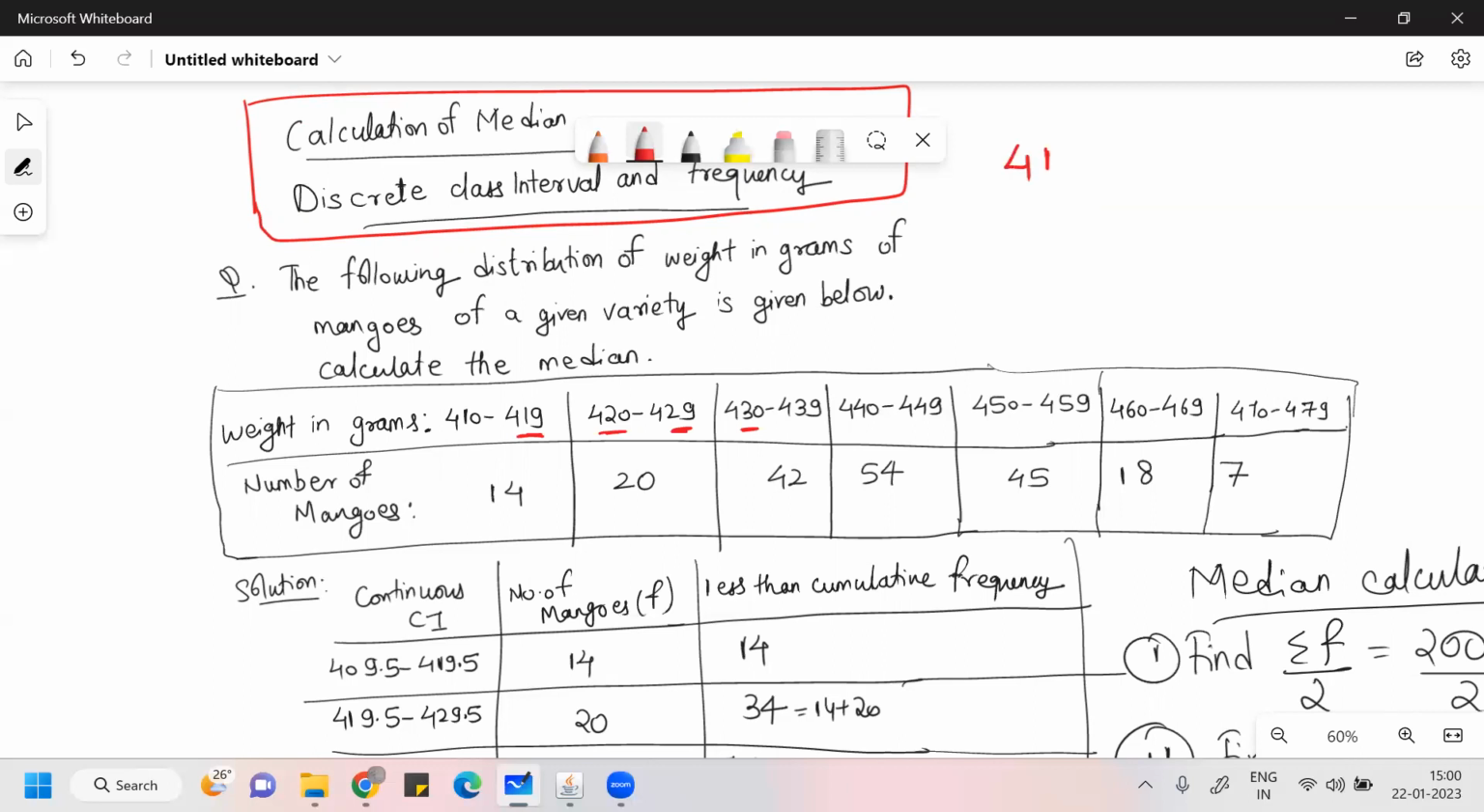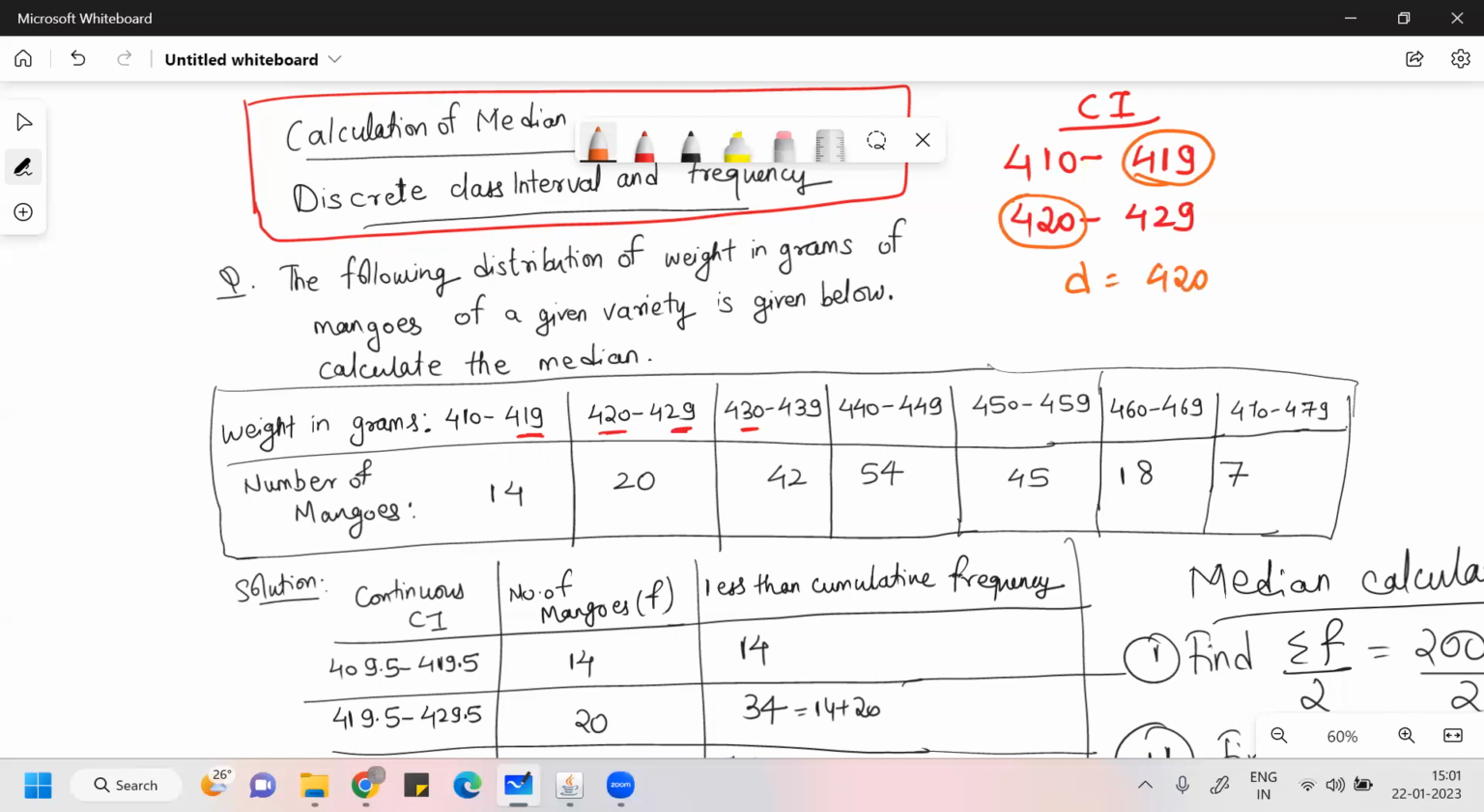Very easy. If you see the class interval 410 to 419, then you see 420 to 429. Guys, this class interval is called a discrete class interval. The other name for discrete class interval is inclusive class interval. To work on this kind of situation, you can just find the difference. This is the lower limit of this class, and this is the upper limit of this class.